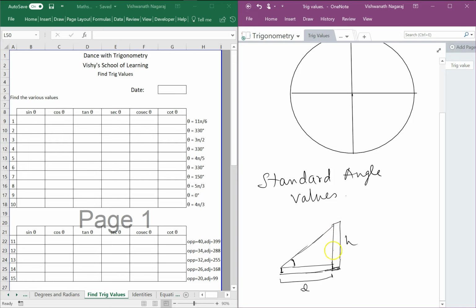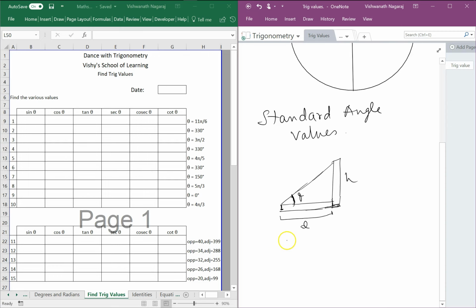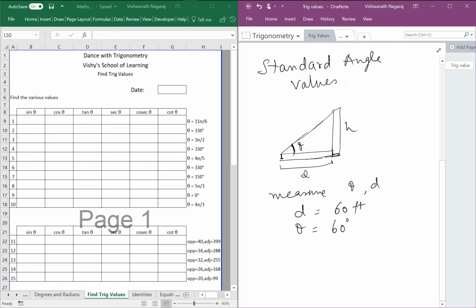Now it's not easy to measure this manually, but what you can do is measure this angle. So let's say theta. What you can measure is theta and d. Let us say d is 60 feet. Now theta you have measured it as 60 degree. Okay, let's say this is not 60, let's say this is 45 feet.